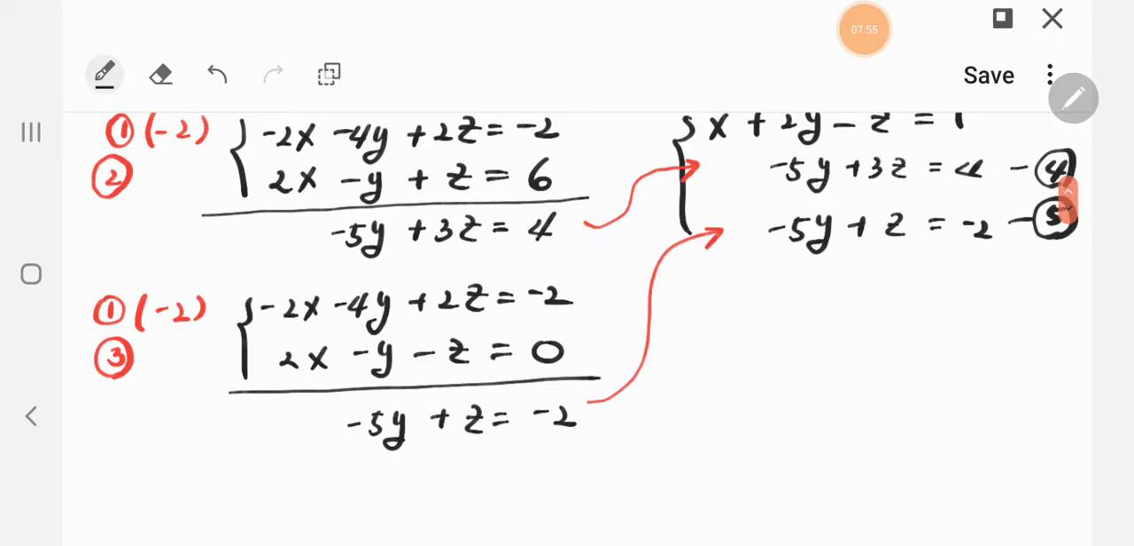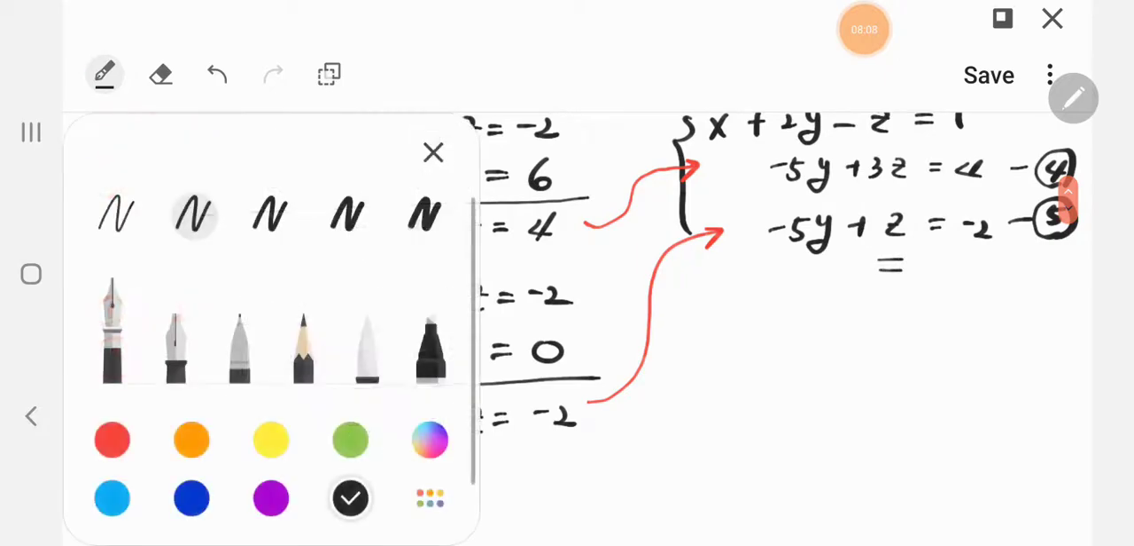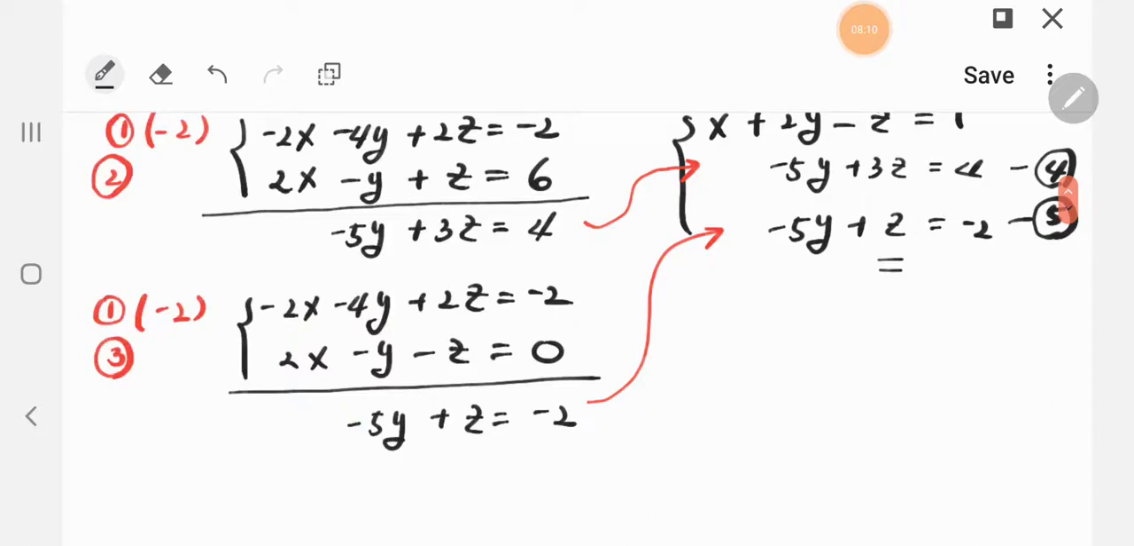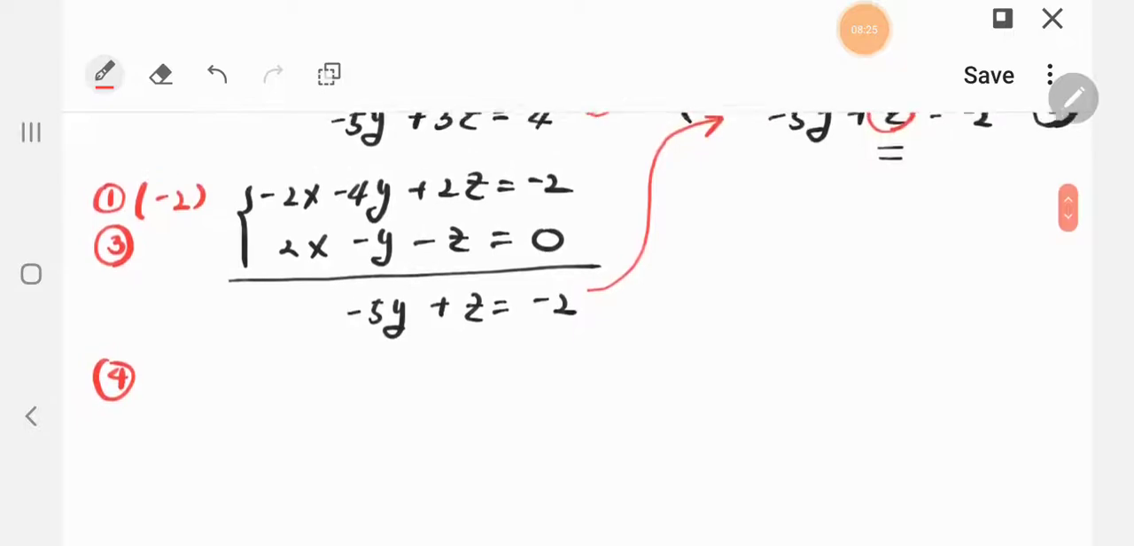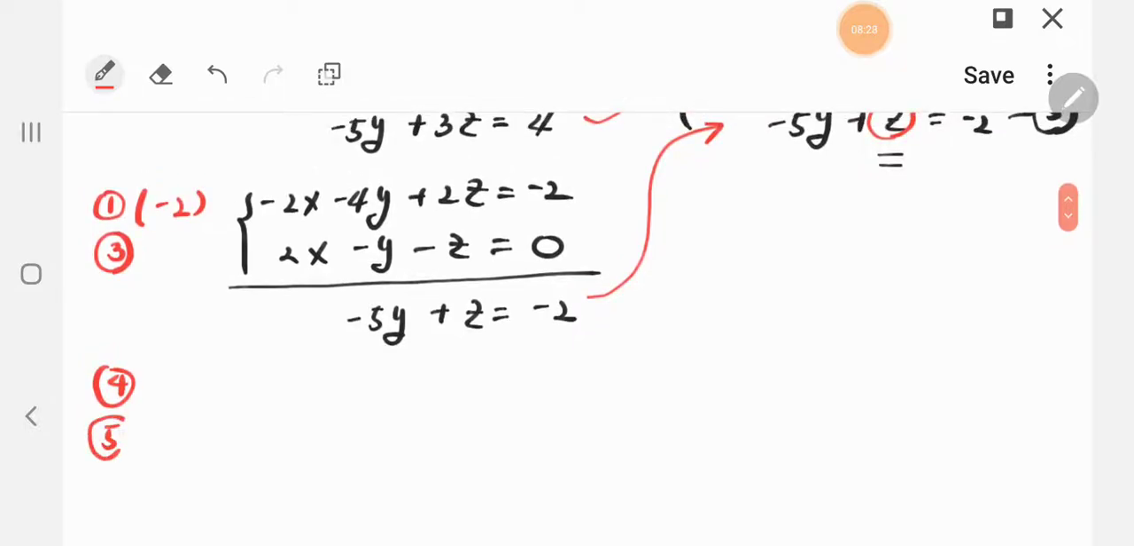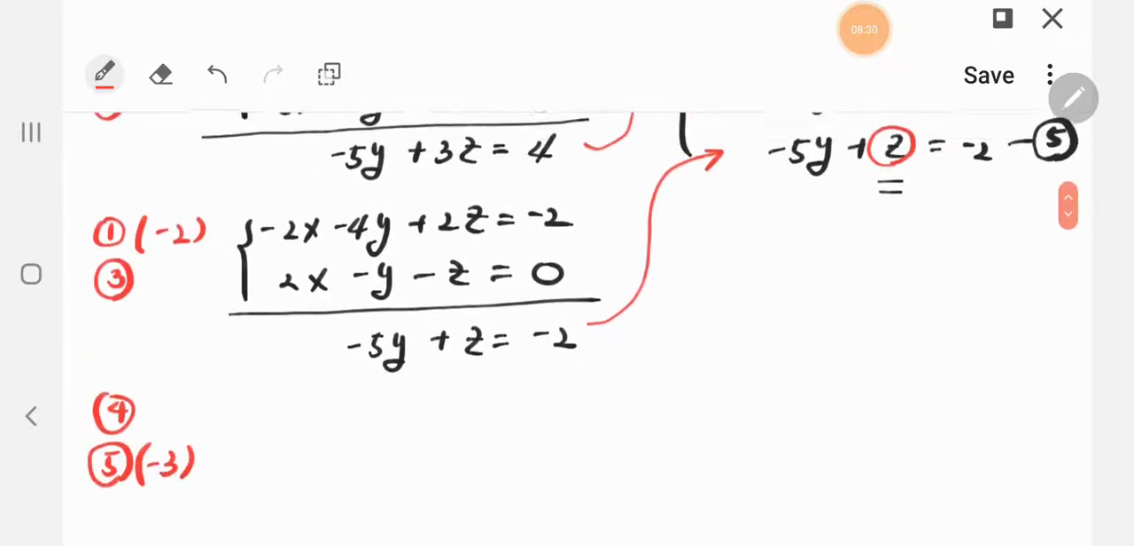Let's eliminate z, because eliminating z is much easier. But it actually doesn't matter. If we want to eliminate z, then you can multiply the fifth equation by negative 3, because this is 3z, this is 1z. So let's make z to be negative 3. The fourth equation stays the same, and I will multiply the fifth equation by negative 3.